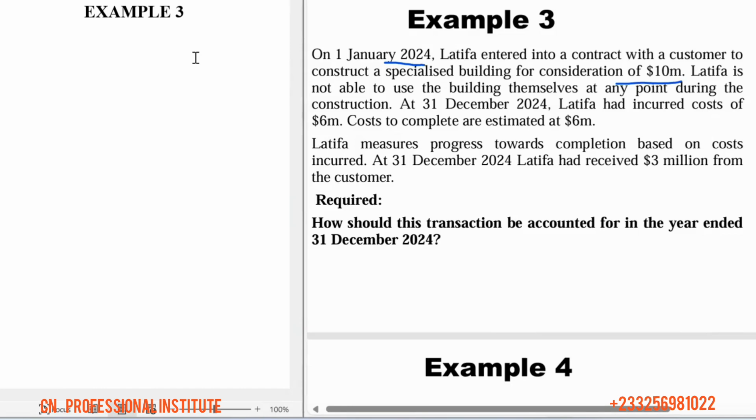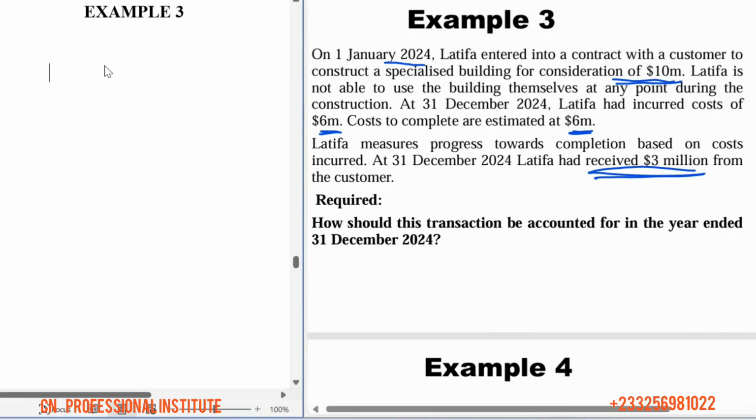Okay, so here, if you look at it, the consideration is 10 million. That's the contract price. Cost to date is what? 6 million this year. Cost to complete is also what? 6 million. And then they have received, it says Latifa has received what? 3 million from the customer. So this is the amount received from the customer. Are you following?